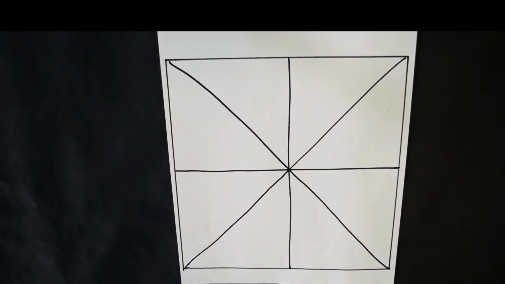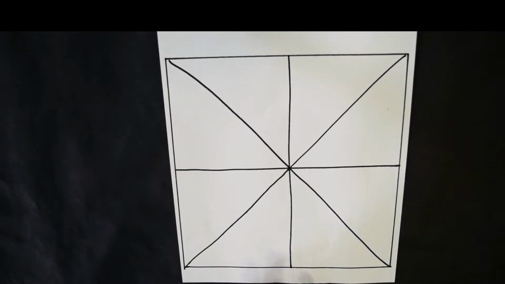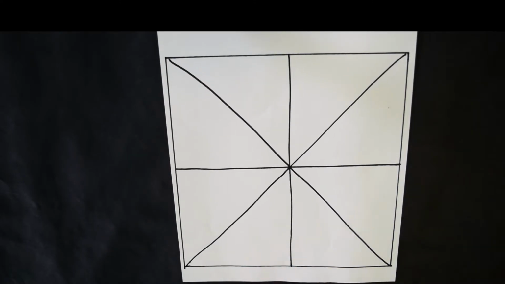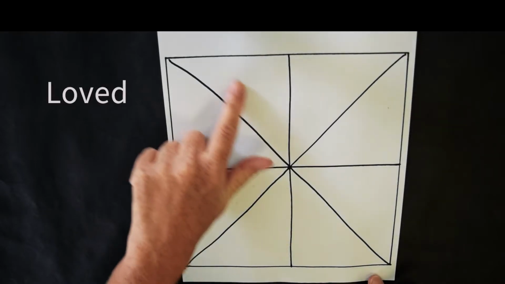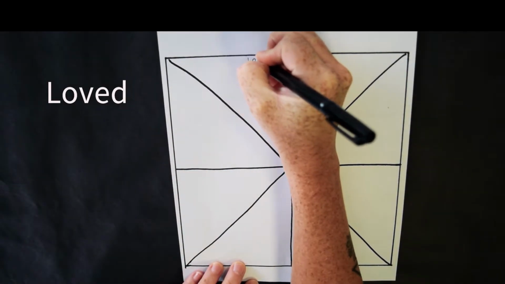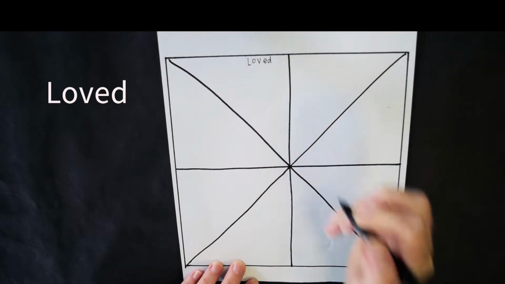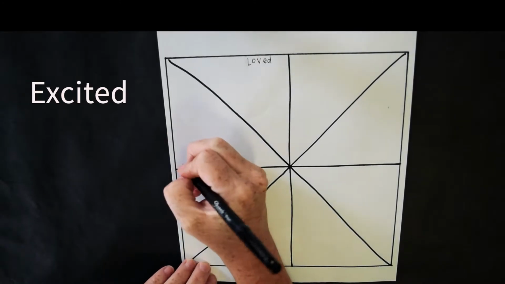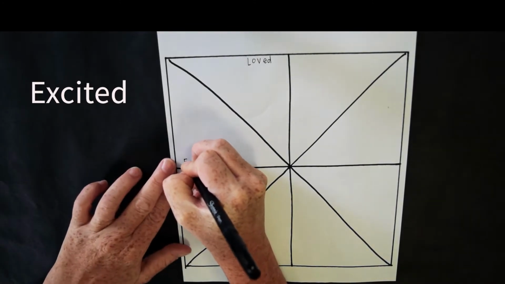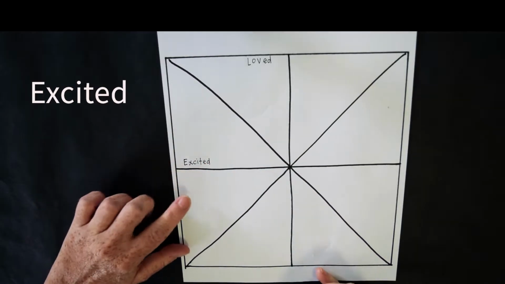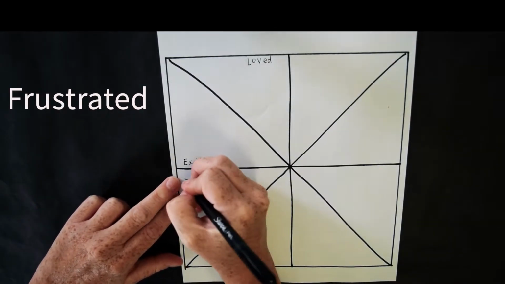If you received a supply bag, you will already have this paper with your squares and labels on it. If not, go ahead and just make your own, and we're going to add our labels now. In this top corner here, we're going to label this loved. Here, excited. Below excited, frustrated.